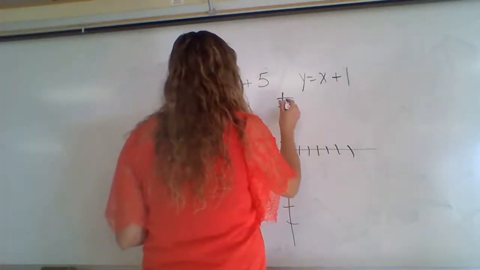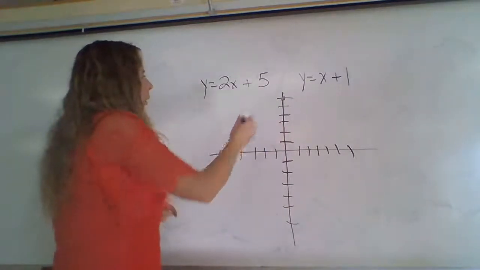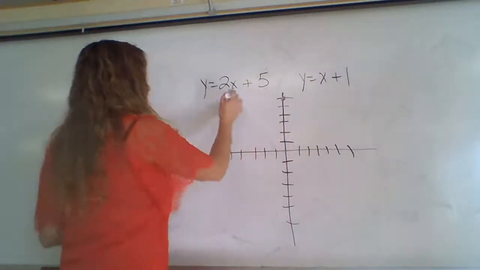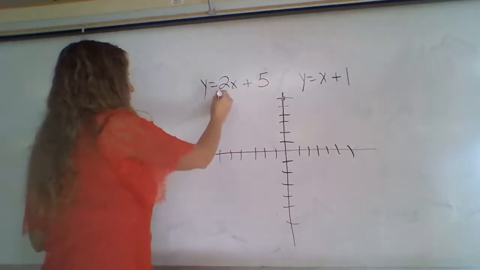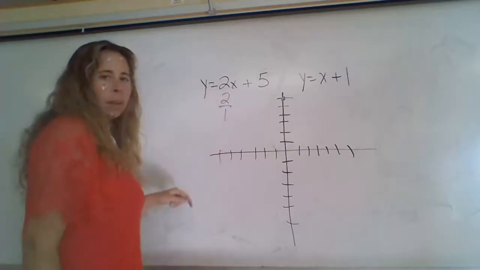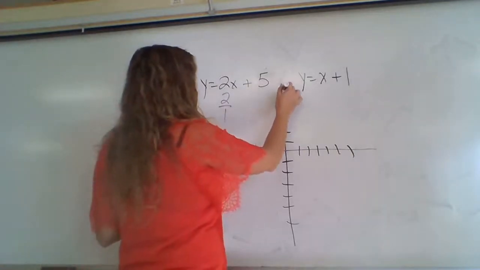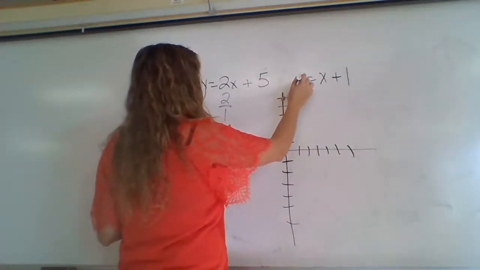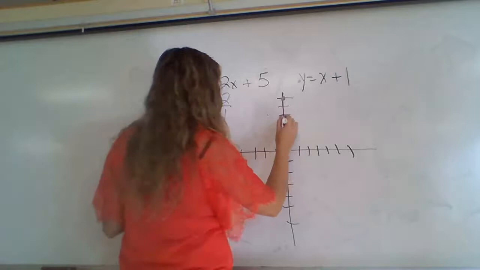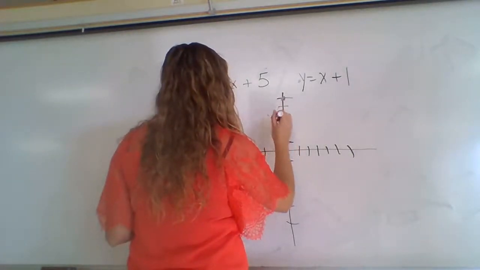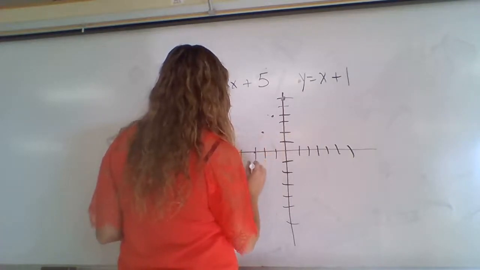I didn't leave a lot of room, so I'm just going to go down. My slope is 2, so that means it's 2 over 1. I'm going to go up 2 over 1, like right there, and then down 2 over 1, down 2 over 1.